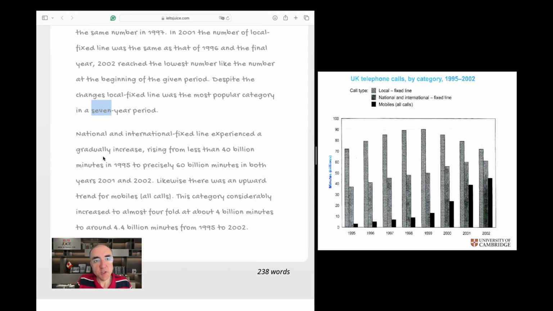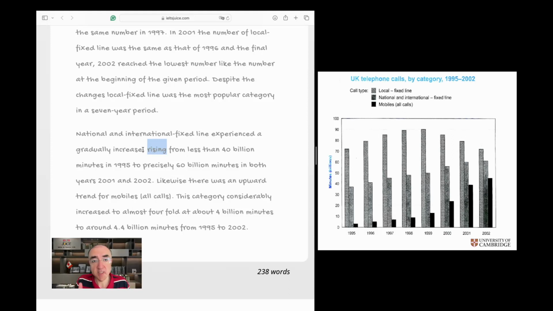Experienced a gradual increase. Yeah, this is an adverb, and this is a noun. We need an adjective for a noun. Rising, this is good. I mean, I love the control for the grammatical structures.